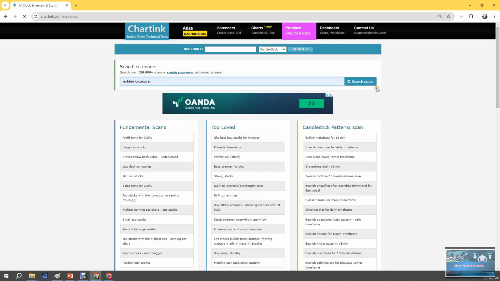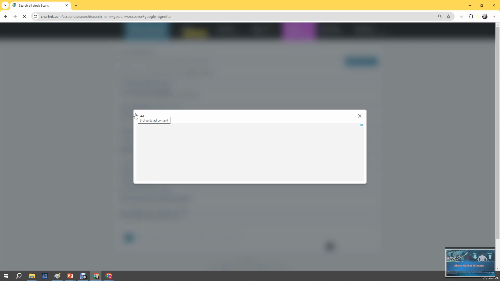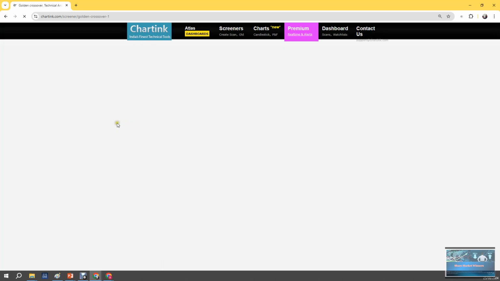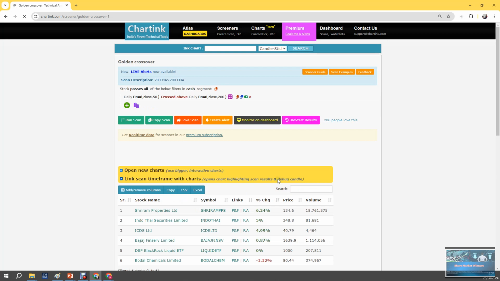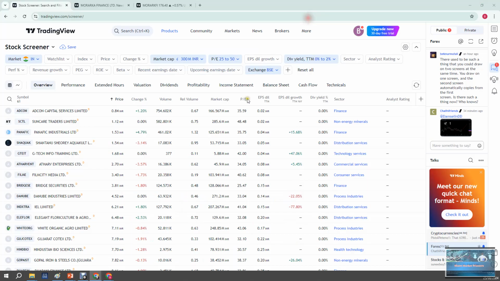So let's say golden crossover. I will find some of the stocks by searching golden crossover. This is again done by somebody who has already customized it, but we can get a report and we need to cross-validate those reports against some of these stocks. We can see Sriram Properties Limited, which is listed under the golden crossover. We have to then take this out and check it in TradingView as well to see whether it qualifies the simple moving average.